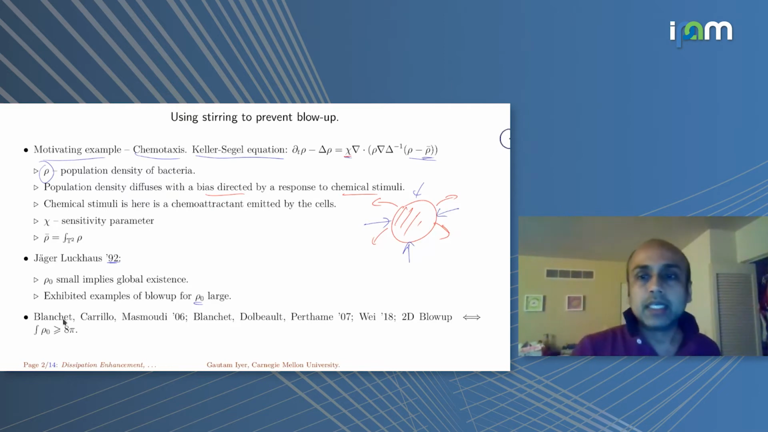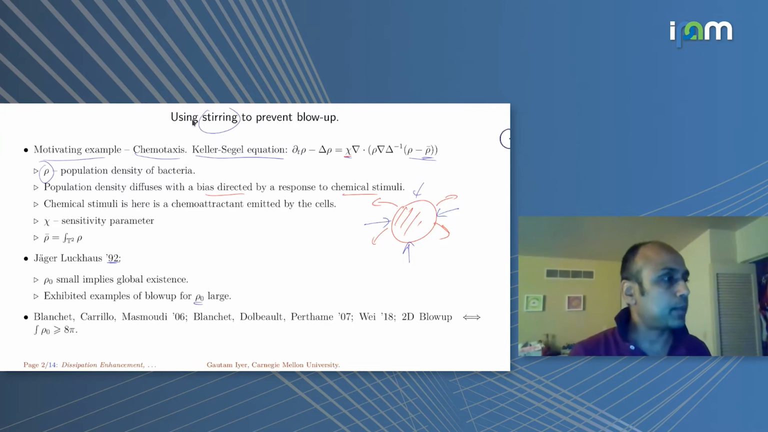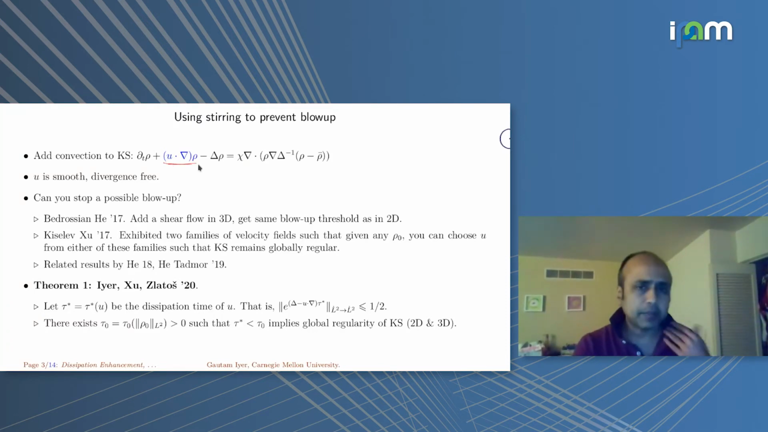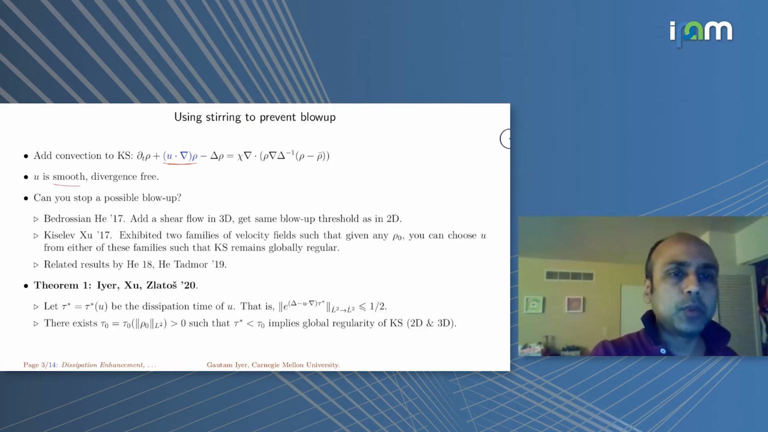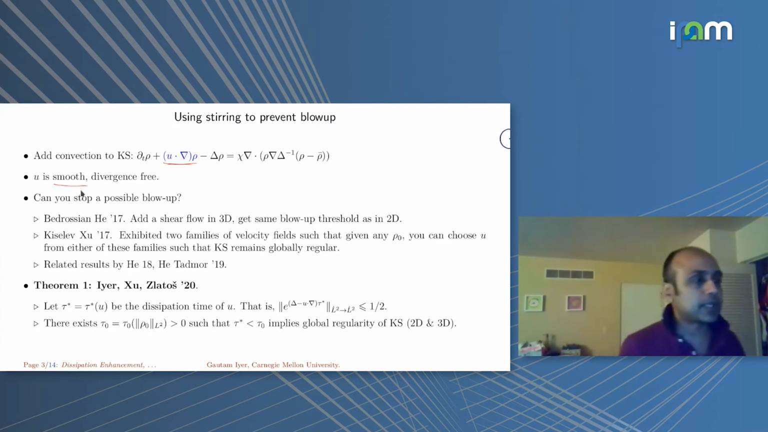Okay. So, all right. So a question I'd like to ask in this mixing workshop is, can I use stirring to affect the blow-up, right? Can we stop the blow-up with stirring? So let me do that here, right? So I took the same old Keller-Segel equation, and you see the only thing I added was a convection term. And for me, I'm going to always assume that u is smooth and divergence free, so incompressible, modeling stirring of an incompressible fluid. Okay, can you stop the blow-up?